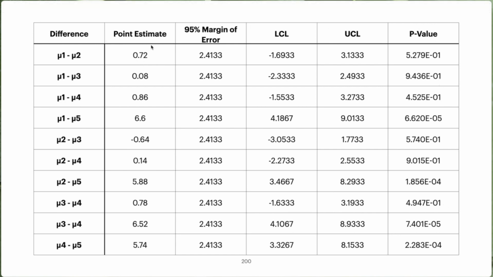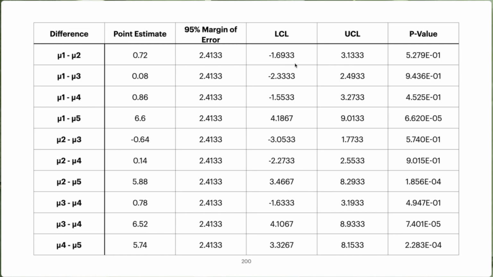In addition, I've got point estimates of the differences between the treatment means, as well as an approximate 95% margin of error, and an approximate 95% confidence interval for the difference. As you can see, I have the 95% margin of error associated with each of these point estimators. It's using the point estimate and the margin of error that we get the lower and upper confidence limits. So 0.72 minus 2.4133 would be equal to negative 1.6933. And if we add that margin of error to the point estimate, then we get the upper confidence limit.